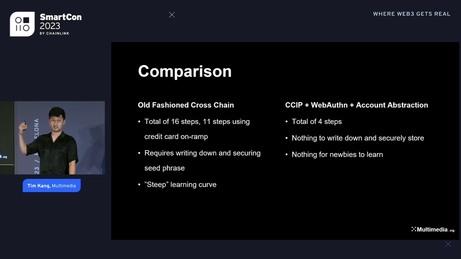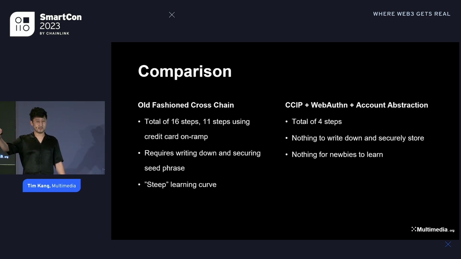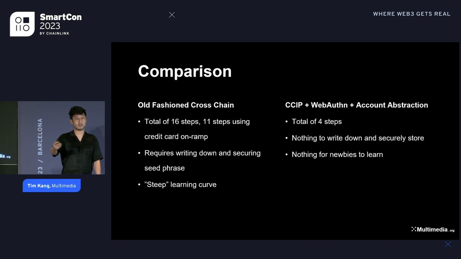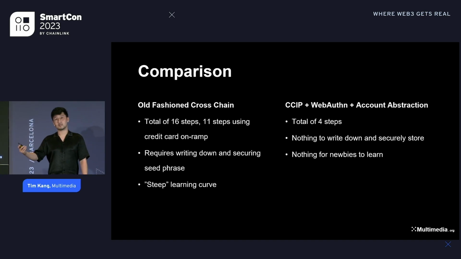So this is just a quick overview comparison. On your left, you see around 16 steps, 11 steps if you're using an on-ramp, and people have to learn a lot. They need to keep things safe. They have to write down a seed phrase. It's pretty complex. And on your right, with CCIP, WebAuthn, and account abstraction, it reduces it to around 4 steps. And there's nothing new to learn.